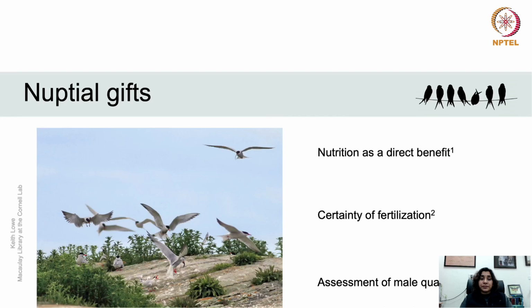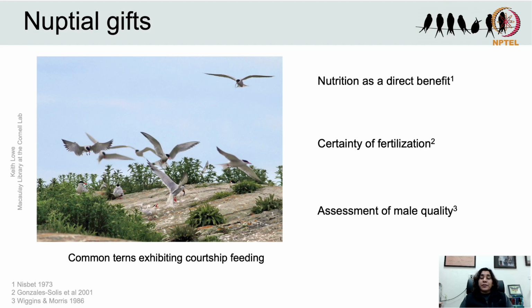Let us first look at one of the most fascinating forms of courtship rituals in birds, which is nuptial gifts. Now, the most common nuptial gift that is given by male birds to females is food. Male courtship feeding is one of the most fascinating subjects, and a lot of work has been done in relation to mating and breeding behavior in birds. And it is found commonly in several species of kingfishers, bee eaters, kittiwakes, flycatchers. But one species in particular has been studied extensively in relation to courtship feeding, and that is the common tern.